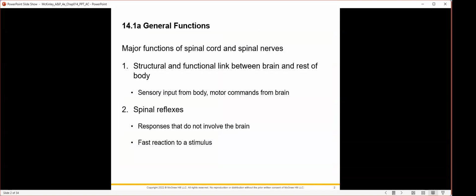This is looking at the spinal cord. So definitely if you felt a little overwhelmed with the brain, maybe take a break and come back. We're going to look at just a few things with the spinal cord specifically. This is a link between the brain and the rest of the body. And a lot of times what we do with the spinal cord is more simplistic than how we process things in the brain. And this simplicity is called spinal reflexes. We don't really involve the brain in this process, but we have a fast reaction to certain stimuli.